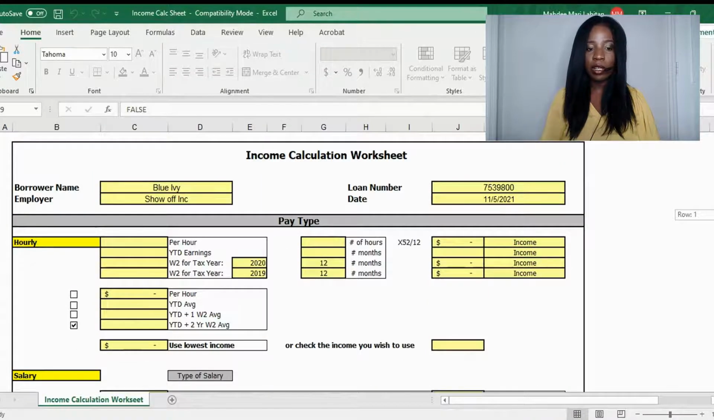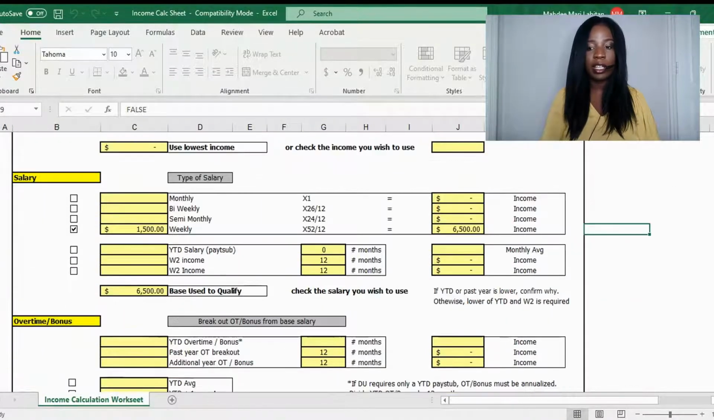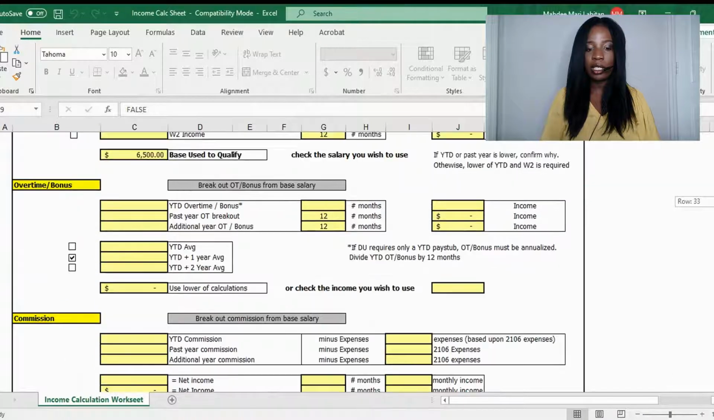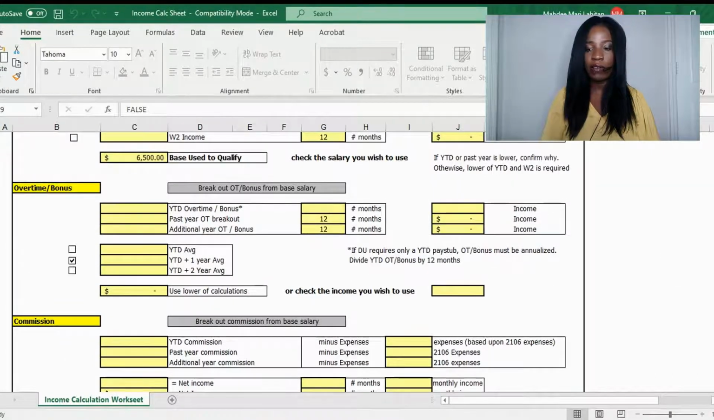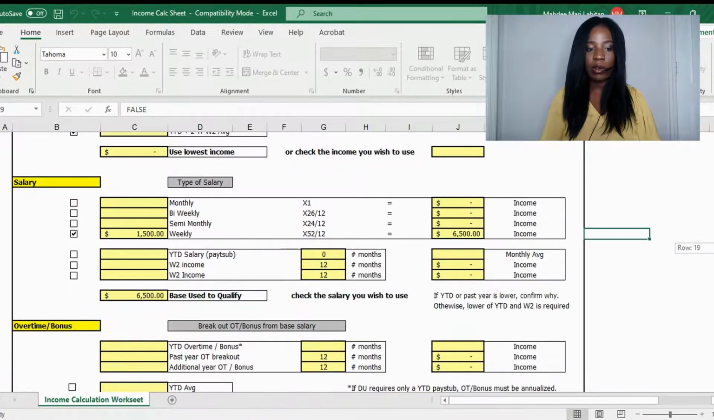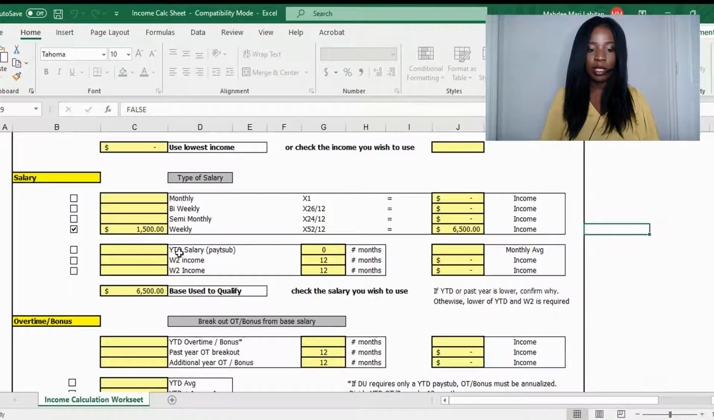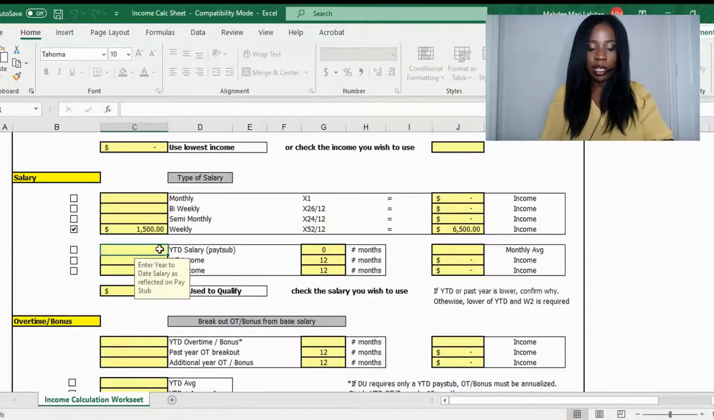Okay, so now we're back to our income calculator. Remember, we are going to calculate the year to date to see if it's in alignment with this $6,500 a month that we calculated here. So it says year to date salary, and that was 55,500.